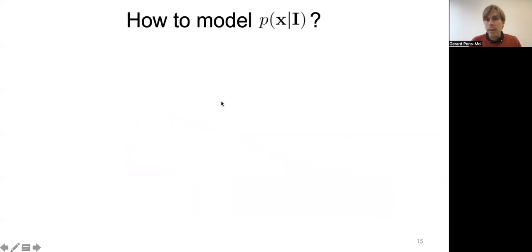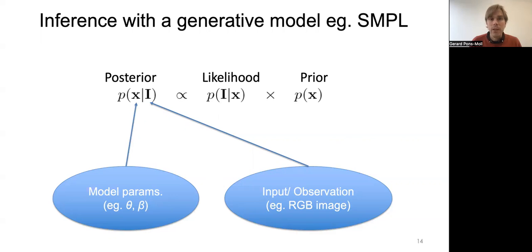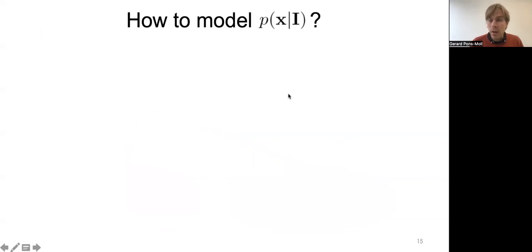So how do you model this likelihood in these generative models? I should have mentioned the discriminative models, they basically learn a mapping directly from image to X. And the generative models essentially try to maximize this likelihood times the prior. In this lecture, we're going to focus on generative models. And the question is how to model this likelihood. How do you model this posterior, the probability of model parameters given the image?